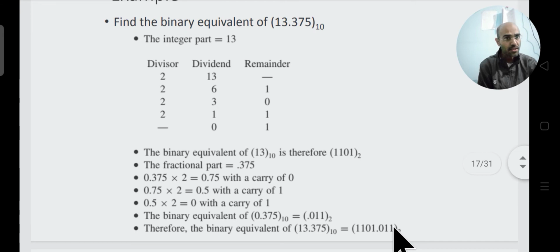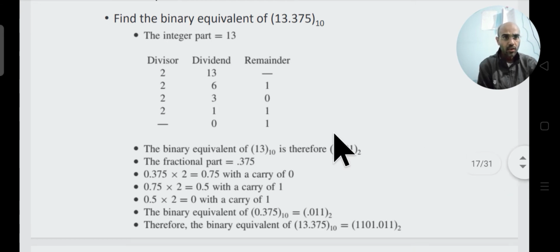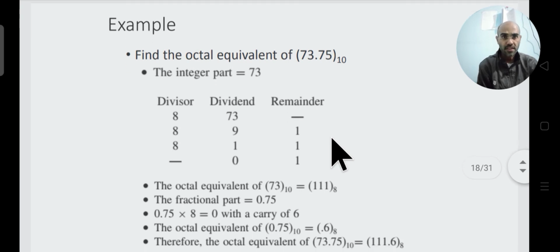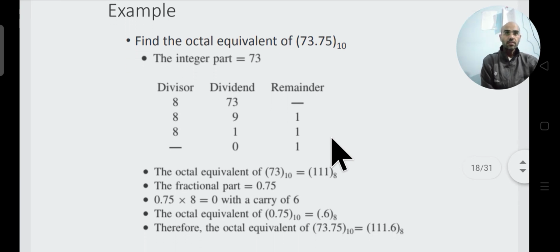Now we'll see the same thing with the help of another example. The number given is 73.75, and we have to convert this decimal number into an octal number. So the octal equivalent has to be found. Octal means 8, so the base of the new number system is 8.